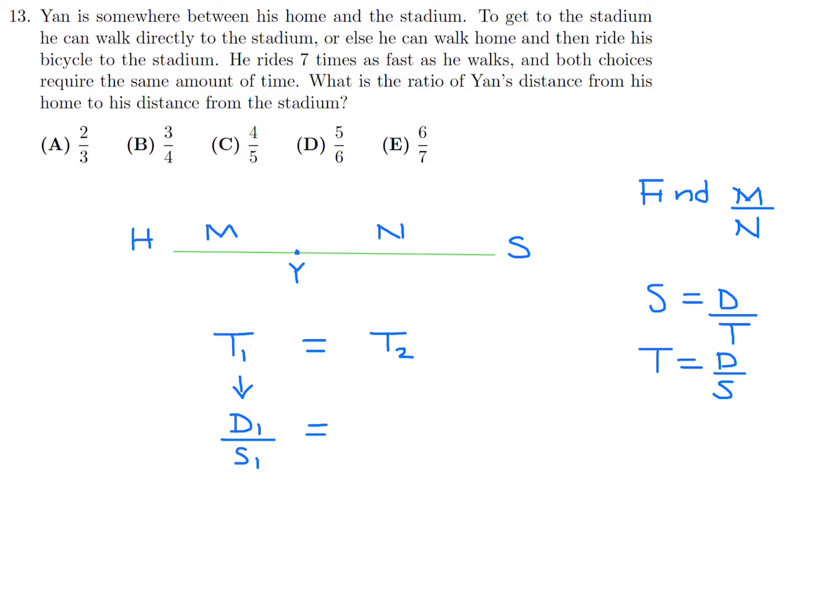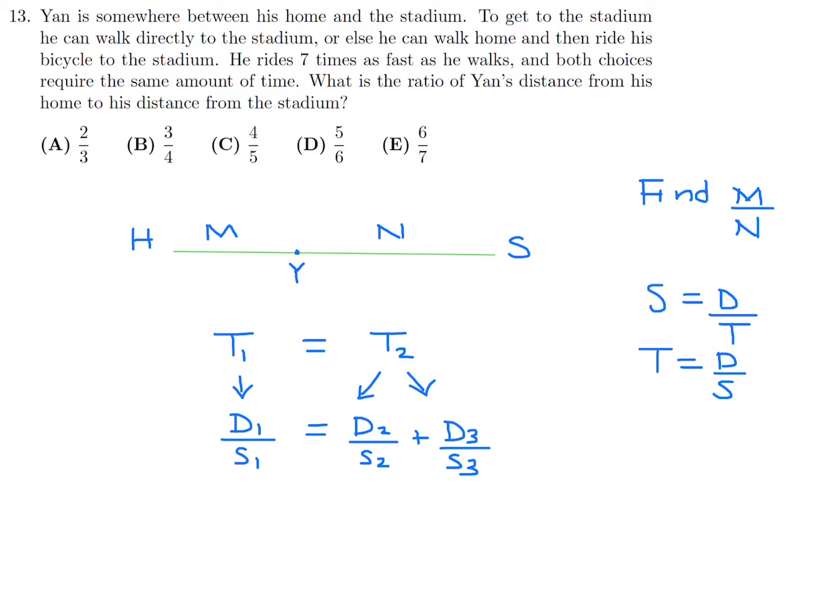And similarly for T2, he's going back home walking, but then he gets on his bike and rides all the way to the stadium. So there are 2 components there. There's the first time that goes from there to there, and then the second time, which is going from there to there. So T2 has 2 components: the first I'll call D2 over S2, and the next one D3 over S3. So let's figure this out.